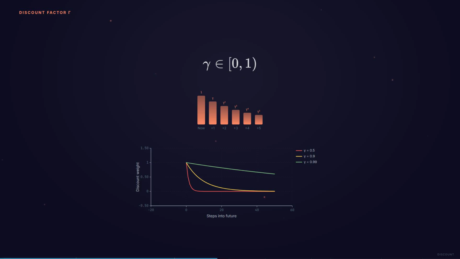Most practical problems use a gamma between 0.9 and 0.99. Too low, and the agent makes short-sighted decisions. Too high, and learning becomes slow and unstable.